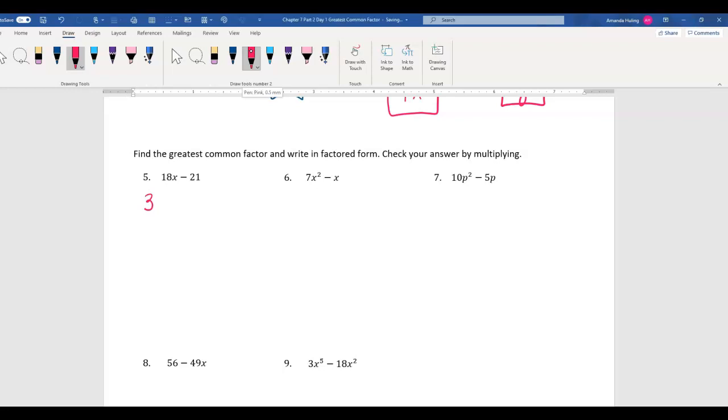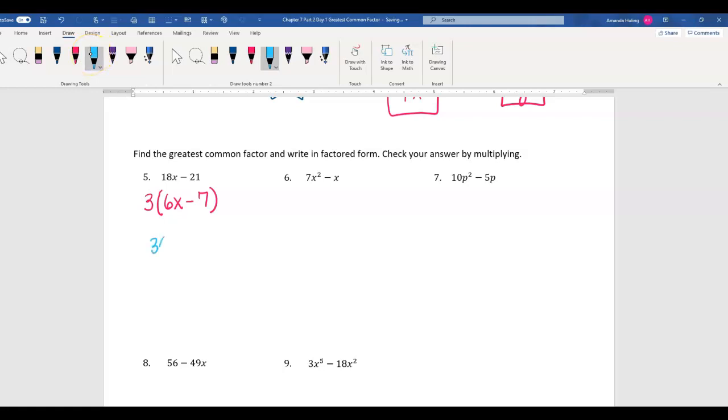Now, 21 doesn't have a variable x, so I cannot take an x if it's not there. I can't take it out. So I'm going to divide out a 3. Remember, I'm going to undistribute. So my goal is, 3 times what gives me 18x? And that would be 6x. 3 times what gives me negative 21? And that'd be minus 7.